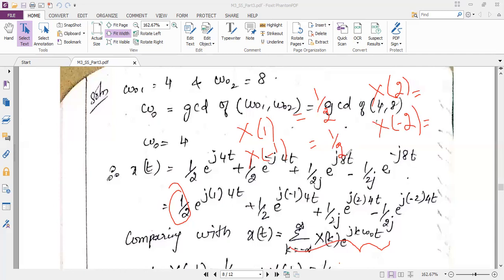What about X of 2? X of 2 is 1 by 2, and X of minus 2 is minus 1 by 2. I hope this is very, very clear for everyone, if the question is in terms of cos and sin. And I need to summarize my answer. What is the summary? X of k is equal to 0 when k is not equal to plus or minus 1, similarly plus or minus 2.